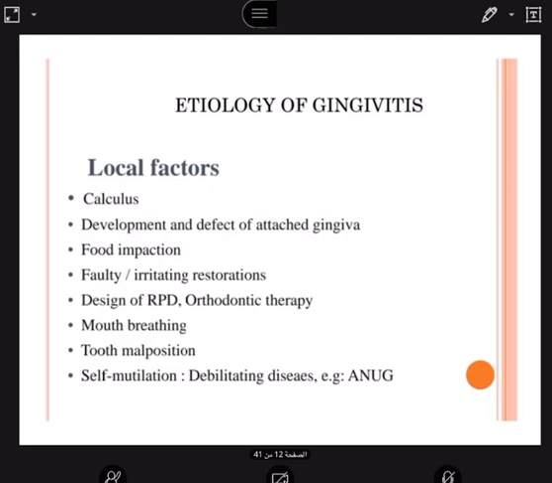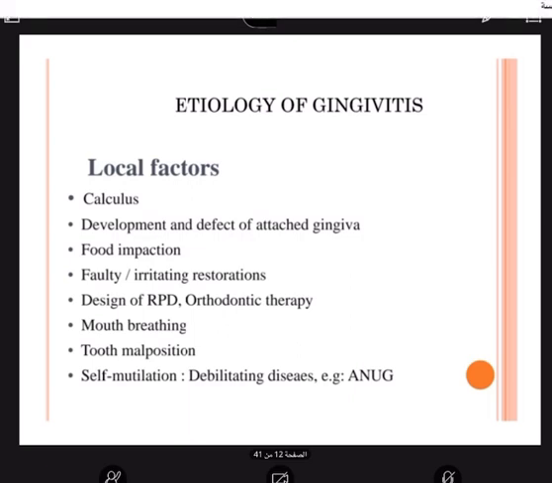Okay. Then faulty and irritating restorations. If there is an overhanging restoration, or if there is an underfilled restoration, all these things can lead to what? Gingivitis. Okay, so that's why you say after your restoration you have to check the margins. Very important. Okay. Then again, a faulty design of your removable partial denture, especially if there is a clasp which is very sharp, or not properly attached to the tooth surface, this can again lead to trauma to the tissues as well as gingival issues.